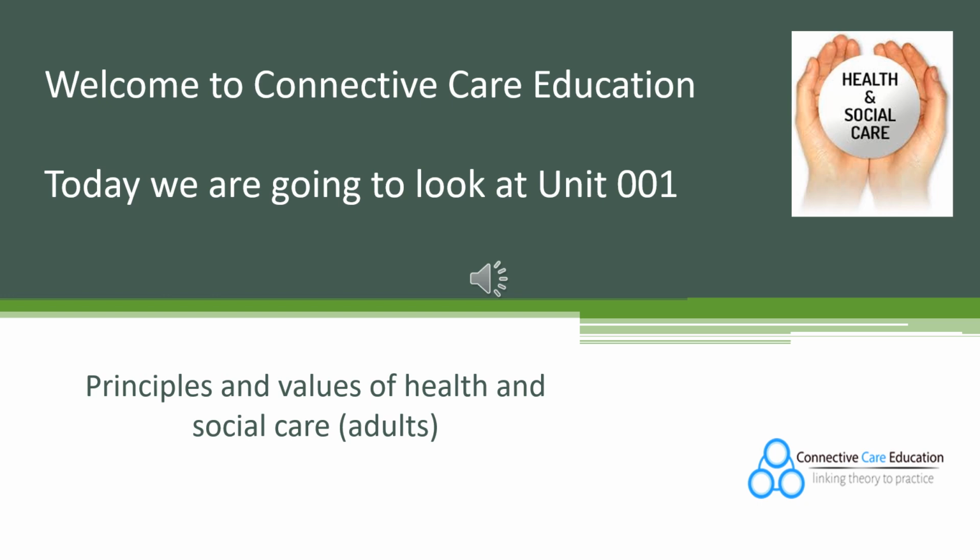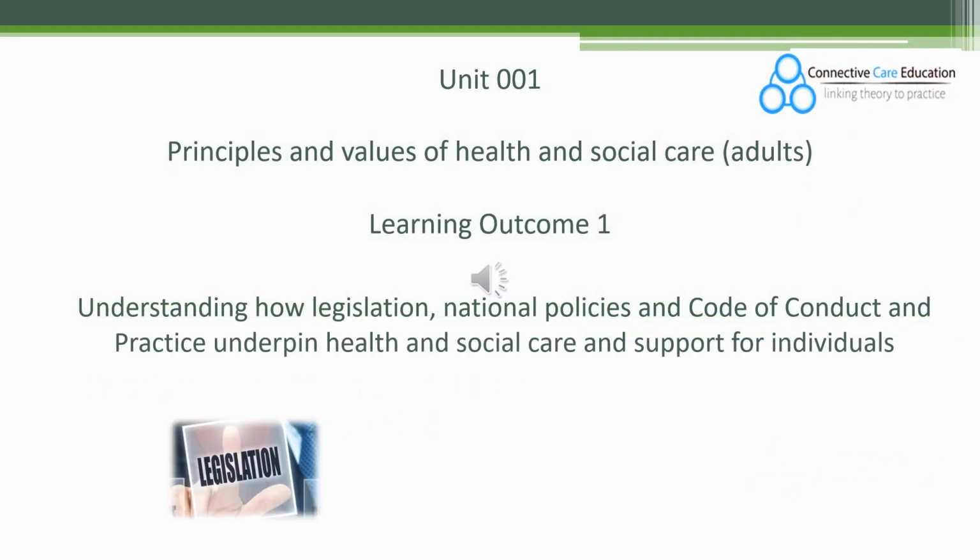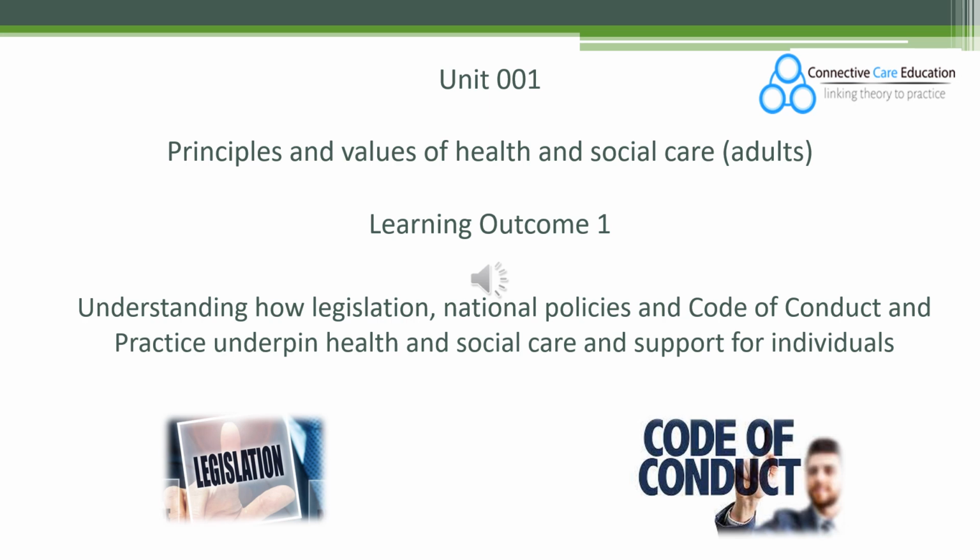Today we are going to look at Unit 001, the Principles and Values of Health and Social Care Adults. Unit 001, the Principles and Values of Health and Social Care Adults, Learning Outcome 1. Understanding how legislation, national policies and code of conduct and practice underpin health and social care and support for individuals.